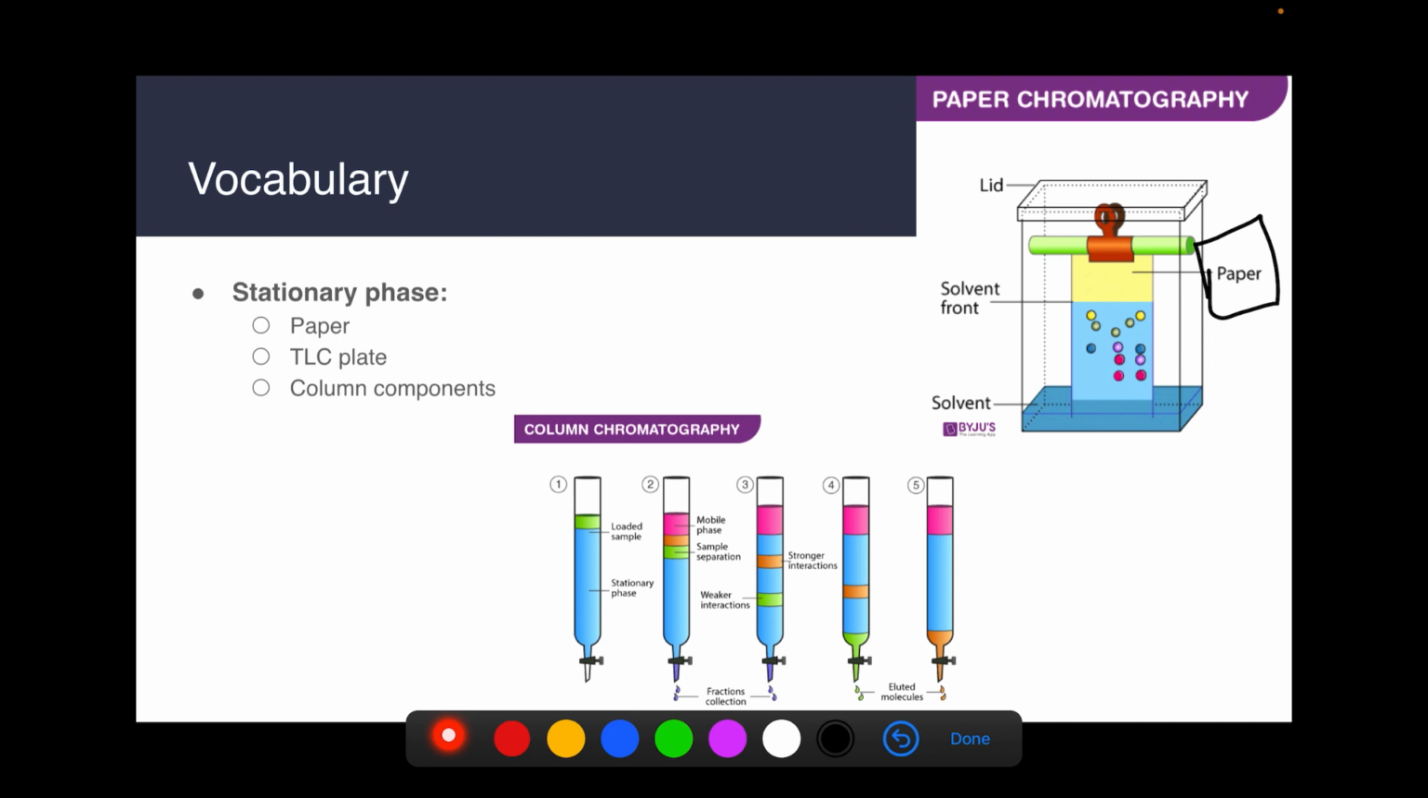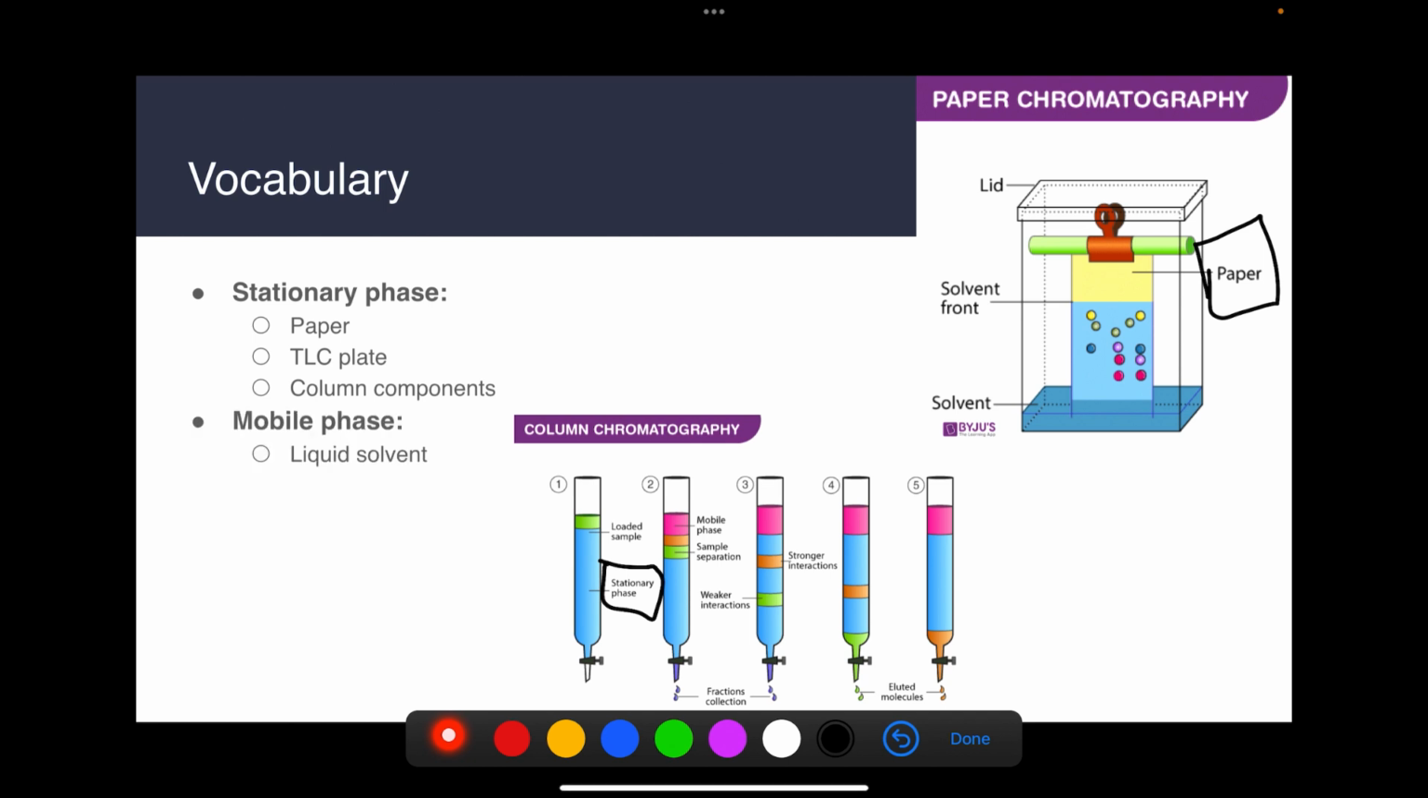In thin layer chromatography, it's the TLC plate, which behaves almost identically to the paper. For all intents and purposes, paper chromatography and TLC chromatography work pretty much the same. So when I talk about paper chromatography, you can also just assume that the same goes for TLC. In column chromatography, the stationary phase is whatever components are packed into the column. Often it's a series of solids with different polarities.